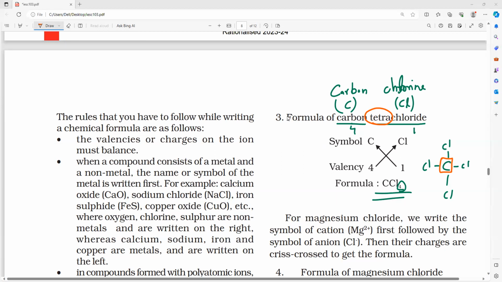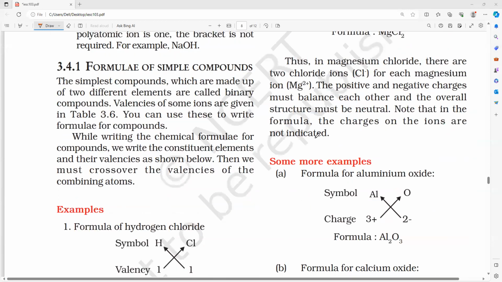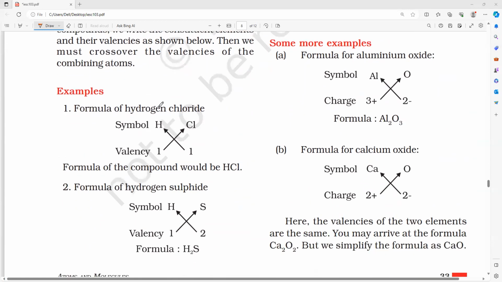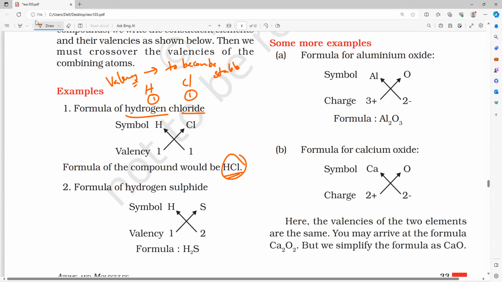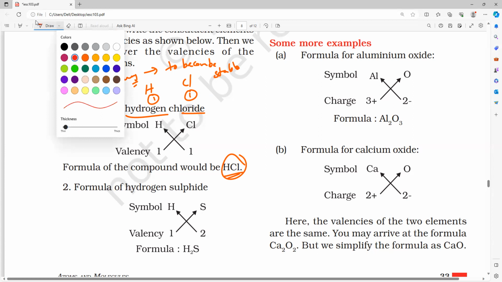Next, ammonia, of course; the remaining ones are all given in your book, you can see. Here is the formation of hydrogen chloride. So hydrogen and chlorine. Hydrogen valency is 1, and chlorine is also 1. Valency is required for what purpose? To attain stability, to become stable. So they will exchange mutually, and we get a compound. What is that, everybody? HCl. Hydrochloric acid or hydrogen chloride.